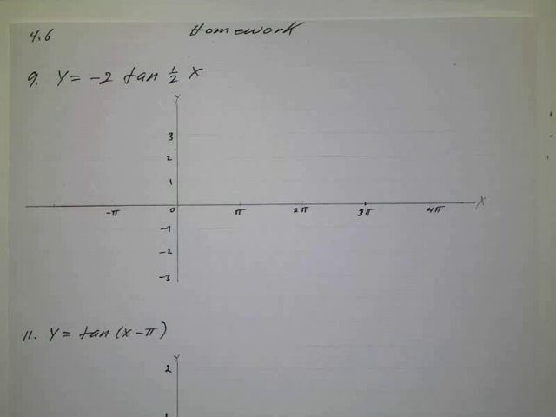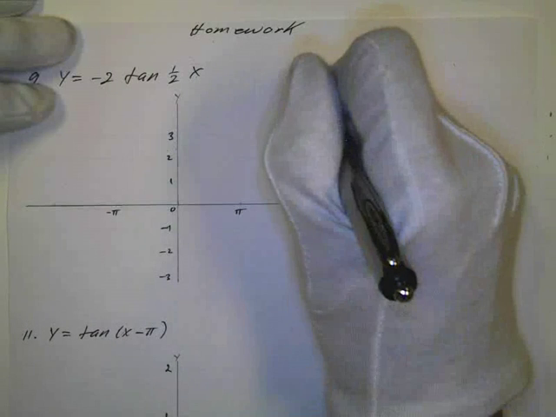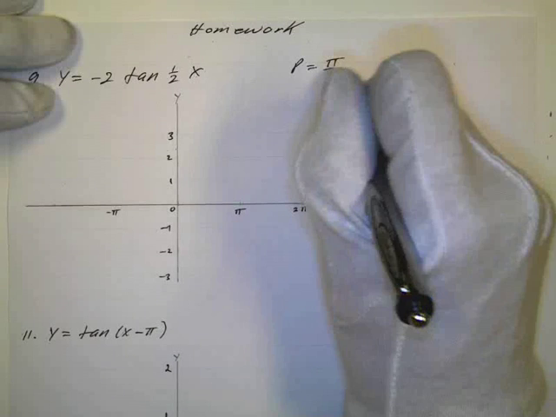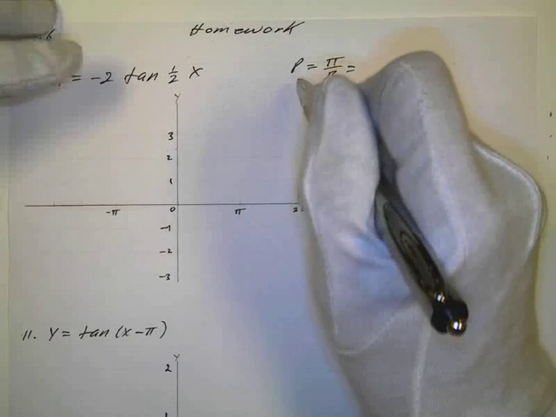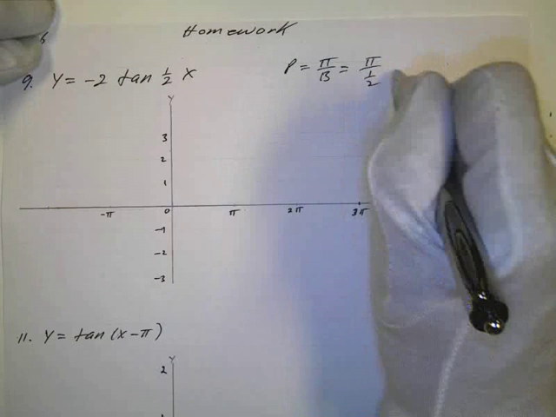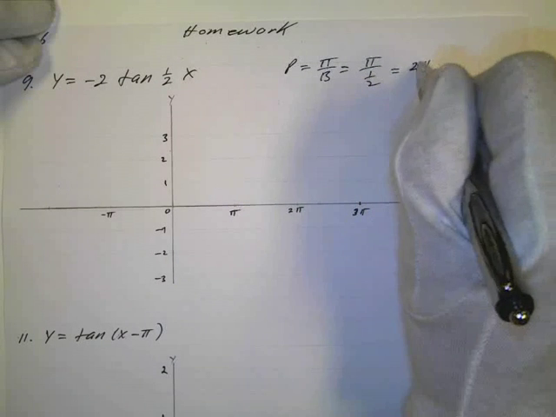Okay, these are some more problems from section 4.6, and here's number 9. y equals negative 2 tangent of 1/2 x. That was actually written like that. So let's take a look at the period first. I wrote kind of a scale down here that I thought would work. Remember, the period is equal to pi over b, and b is 1/2, so it's going to be equal to pi divided by 1/2, which is 2 pi.